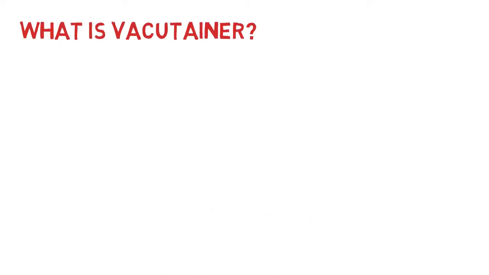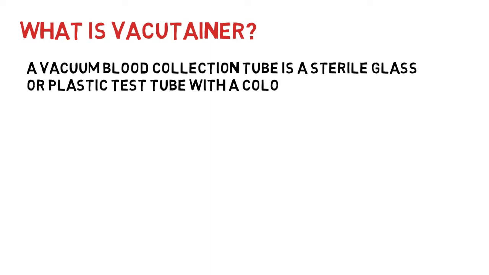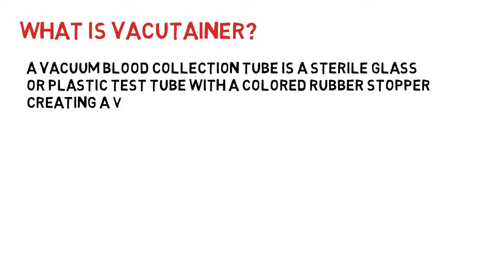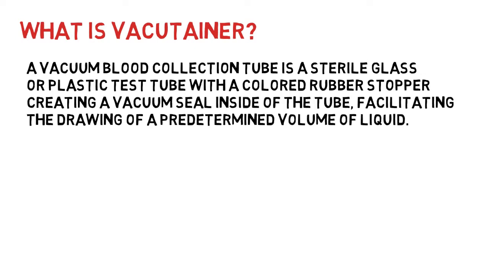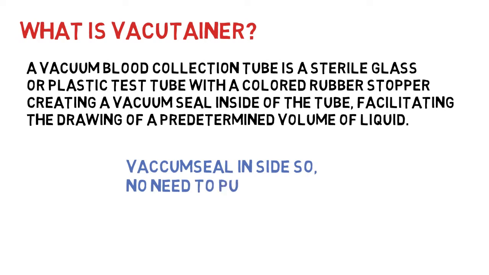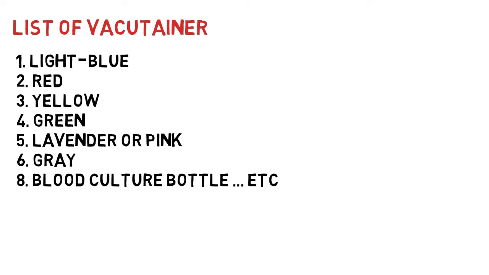What's special about vacutainer? A vacuum blood collection tube is a sterile glass or plastic test tube with a color rubber stopper creating a vacuum seal inside of the tube, facilitating the drawing of a predetermined volume of liquid. What does it mean, a vacuum seal inside? It means you don't have to push the needle to enter the blood. It will automatically collect the blood when you just prick the needle on the rubber stopper. Here is a list of various blood collection tubes.